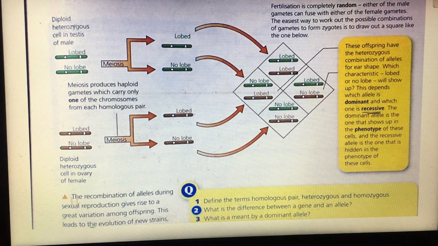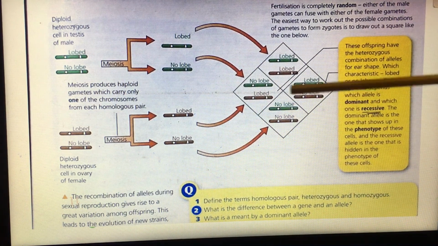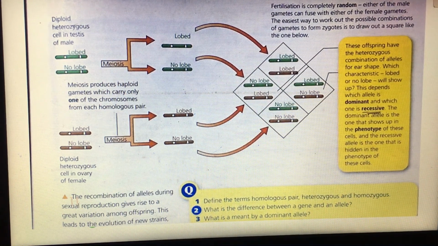Okay, now here they wrote something. These offspring have the heterozygous combination of alleles for ear shape, so which characteristic, looped or no loop, will show up? This depends on which allele is dominant. As we say, if looped is dominant, the ear shape of three offspring will be looped, and the last offspring, because there is no dominant, both are no loop, so the shape will be no loop.